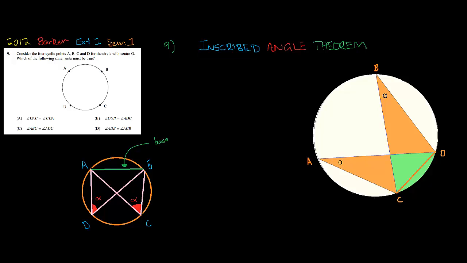Hello guys, this is question 9 in the multiple choice from an extension 1 semester 1 past paper from 2012 at Barker College. And it's a circle question that involves something called the inscribed angle theorem.